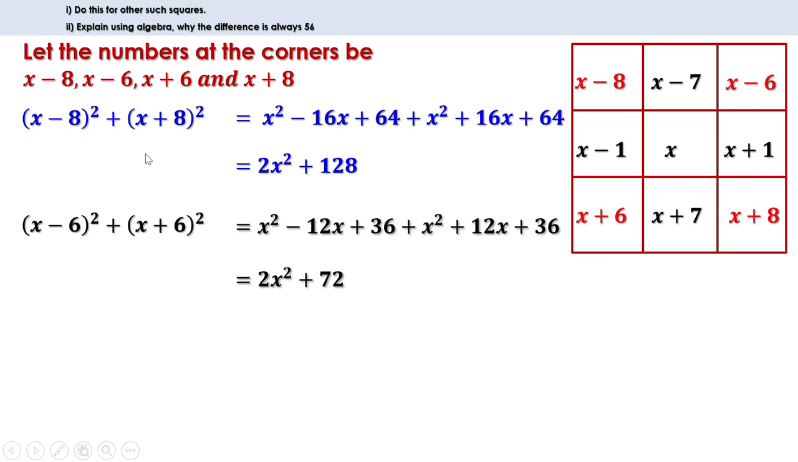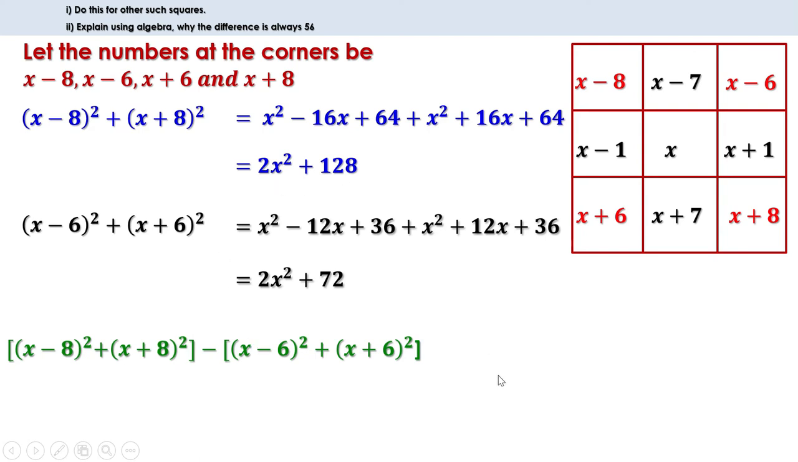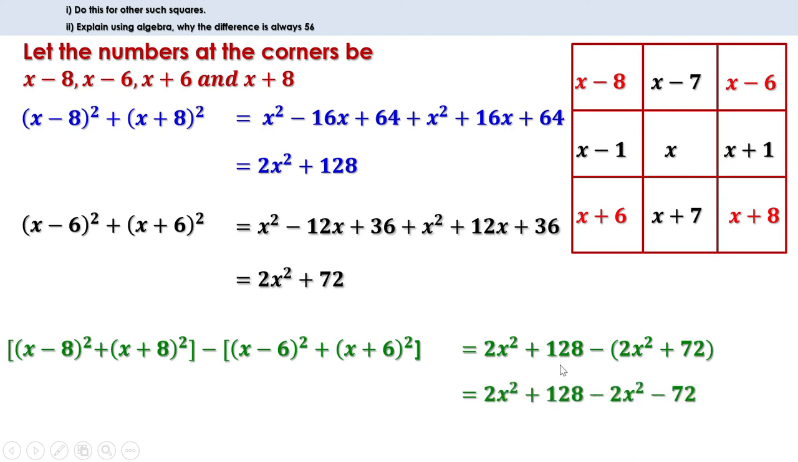Now let us find the difference, that is (x minus 8) whole square plus (x plus 8) whole square, minus (x minus 6) whole square plus (x plus 6) whole square. That is (2x square plus 128) minus (2x square plus 72). Let us remove the bracket at first: 2x square plus 128 minus 2x square minus 72. 2x square minus 2x square is 0. 128 minus 72 is 56. Now when we give different values for x, we get all squares of 9 numbers, and whatever be the value of x, the difference is always 56.